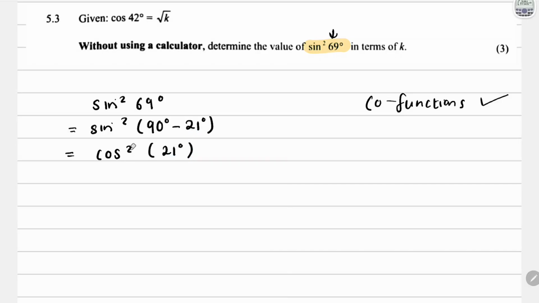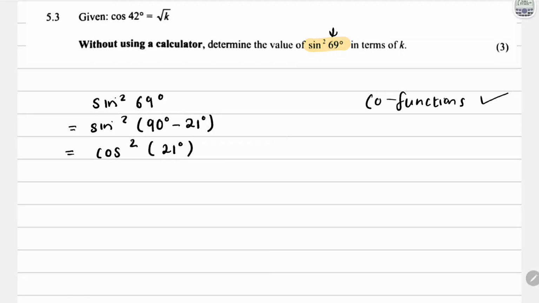Now, I don't have to consider that it's squared, because if you find sine of 90 minus 21, it becomes positive cos 21. So I don't have to overthink the square, because it's not going to become negative either way. Okay, so we have cos squared 21 degrees.